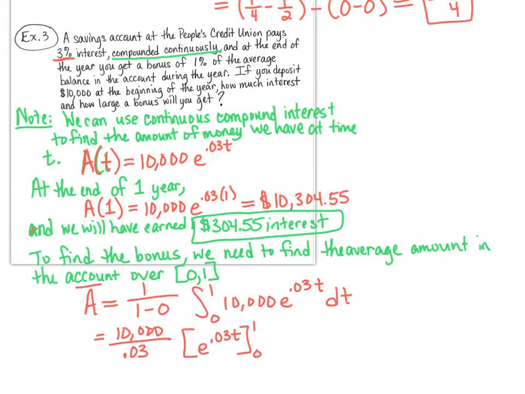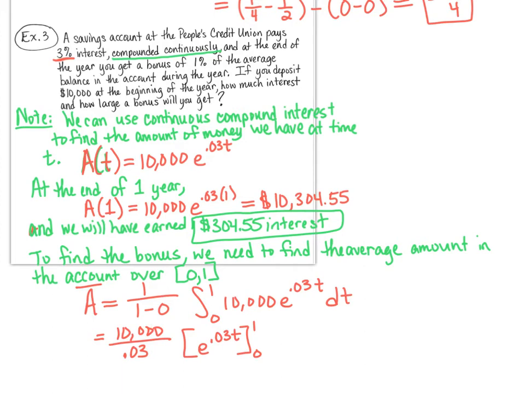And you might be asking yourself, where did this 0.03 come from? Remember that the antiderivative of e to the 0.03t is equal to e to the 0.03t divided by 0.03. So this constant could come out of the integral. That's where the 10,000 came from. And then the 1 divided by 0.03 could come out, and that will leave us with this here.